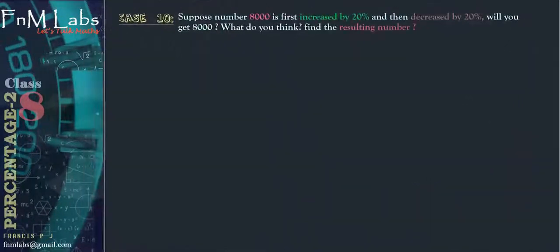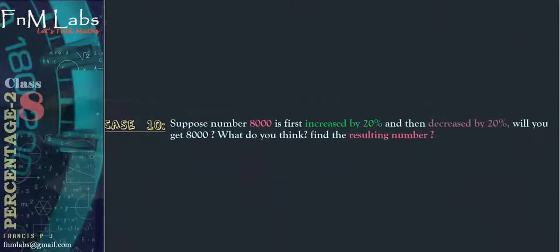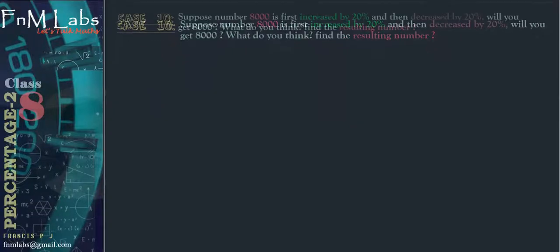Next, let us consider an interesting case. Suppose number 8,000 is first increased by 20% and then decreased by 20%. Increase and decrease percentage is same. So the question is, will you get 8,000? What do you think? Find the resulting number.